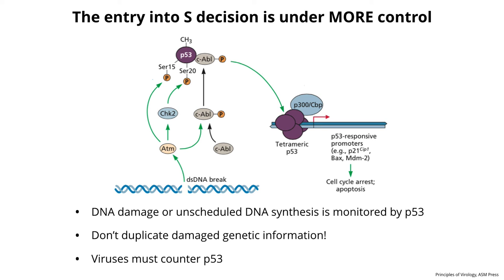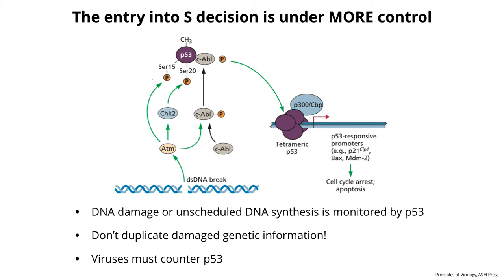P53 senses either DNA damage or unscheduled DNA replication, DNA damage being double-stranded DNA breaks, as shown here. Or if a cell's resting and suddenly it's kicked into DNA synthesis, P53 doesn't like that. It will sense it, and it will shut it down. P53 senses these two events, and it will multimerize and bind to a variety of promoters on the cell genome that lead to cell cycle arrest and apoptosis. So P53 senses DNA damage or unscheduled DNA synthesis, multimerizes, goes to promoters and turns on genes that will kill the cell.